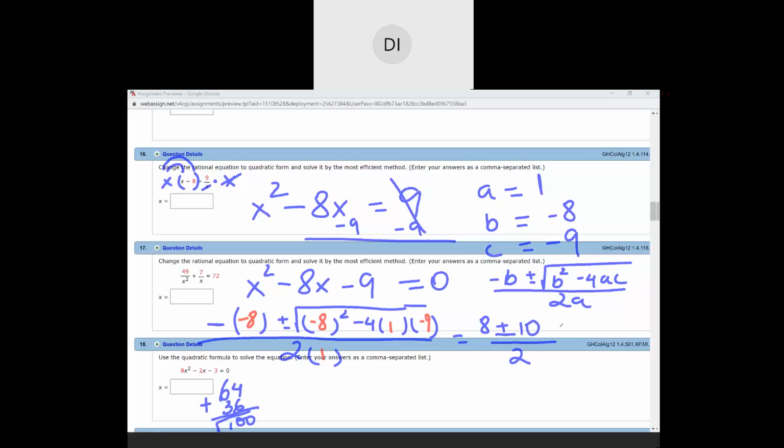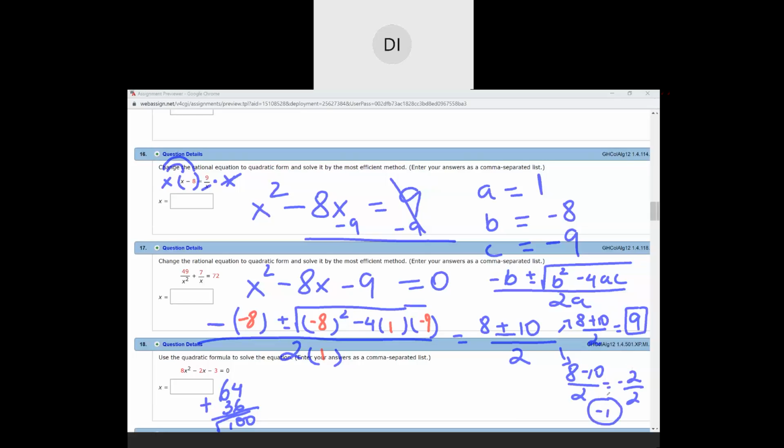And then from here, I need to do plus, and I have to do minus also. So what is 8 plus 10 divided by 2? So 8 plus 10 is 18, divided by 2 is 9, right? Yes. And the other one is 8 minus 10 over 2. So that's -2 over 2, which is -1. Okay, so that's my two answers.